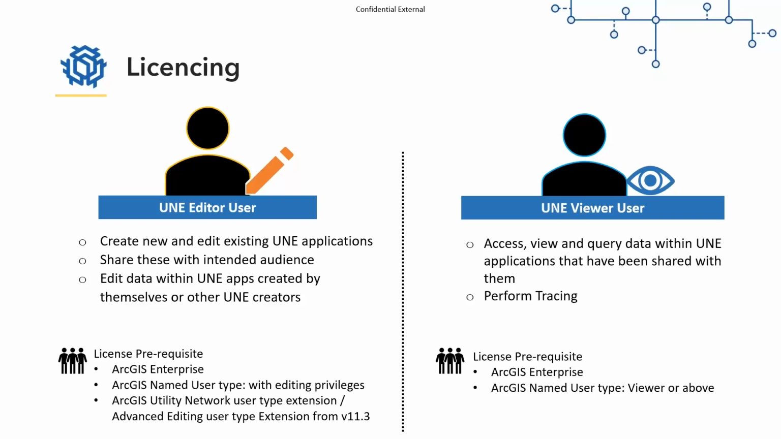What we're going to be doing now is formalizing a lower tier of named user so that organizations can take advantage of the capabilities for viewing, discovering, searching, and tracing on the utility network more easily across the whole of their organization, because of the requirement not to have that utility network named user extension from the next version release of Enterprise.